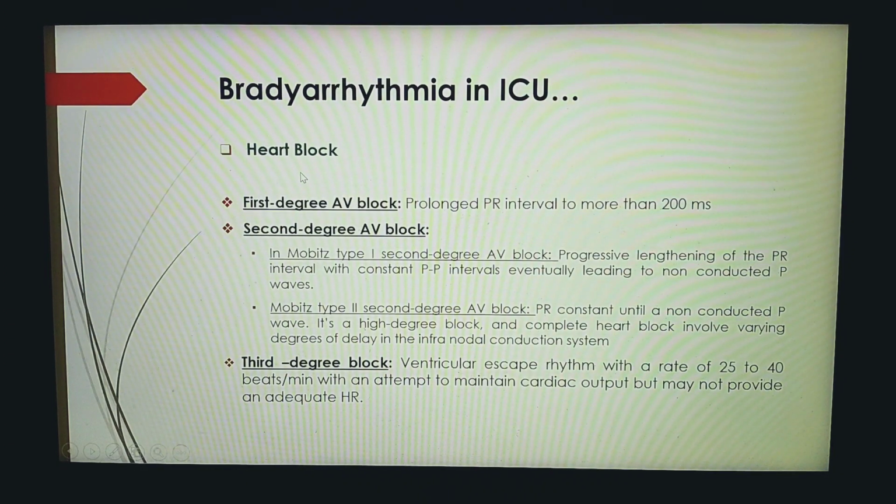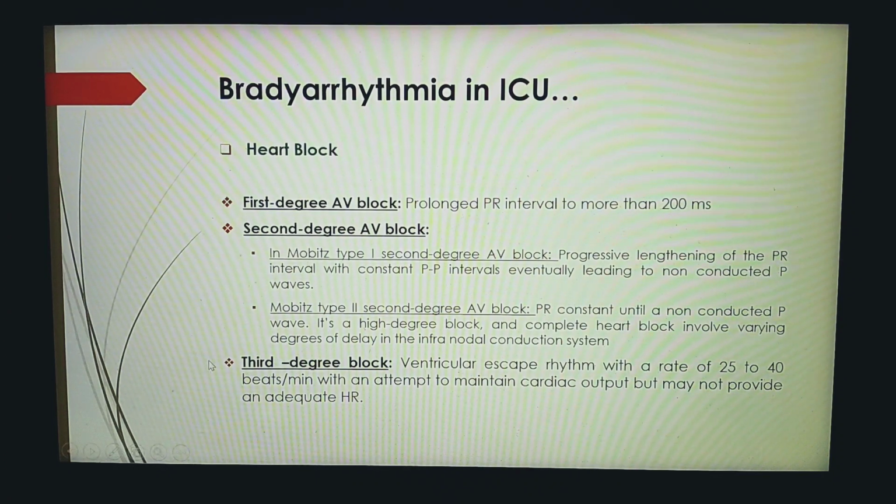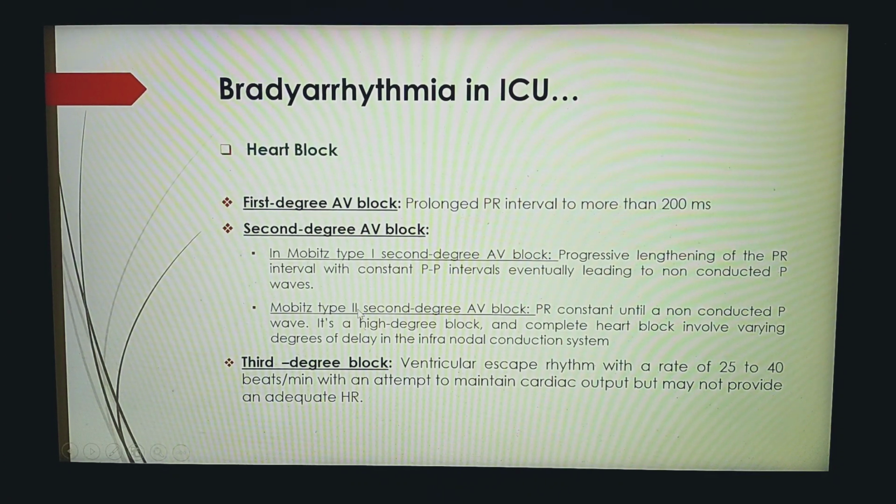So what are the types of heart block? We can easily find out from the ECG. There may be first degree, second degree, or third degree heart block. For practical purposes, we should remember that third degree and Mobitz type 2 second degree heart block usually need treatment; otherwise they don't need any treatment.